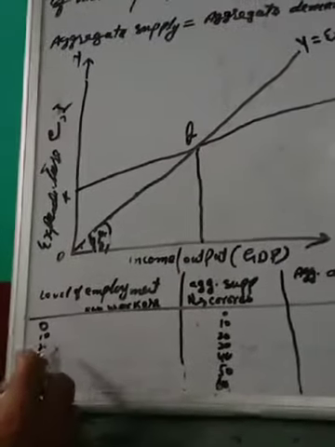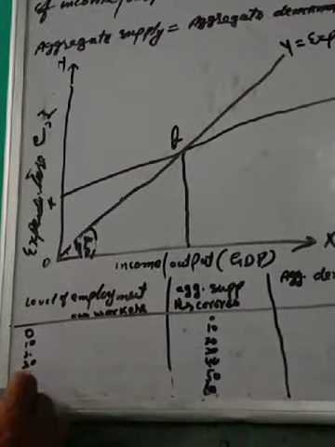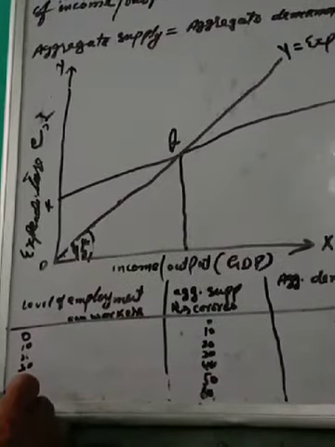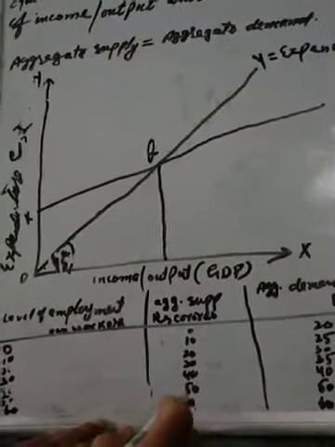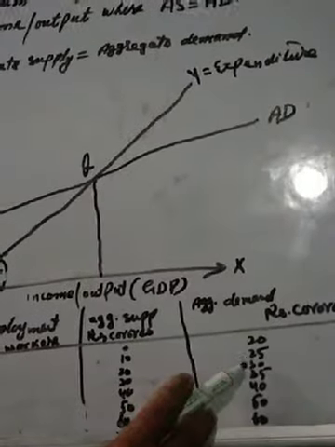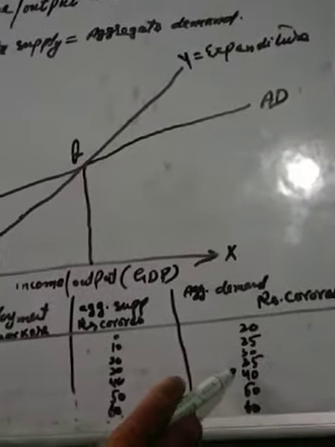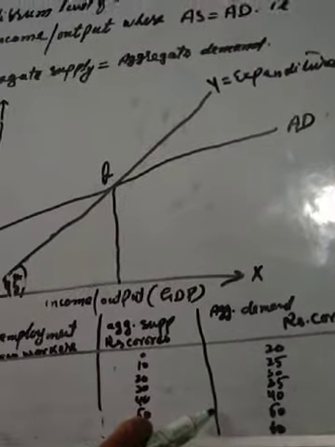In the same way, as employment increases to 20, 30, 40, 50 and 60, aggregate supply increases in the same ratio, 10, 20, 30, 40, 50, 60, but aggregate demand increases from 20 to 25, 30, 35, 40, 60 and 65.